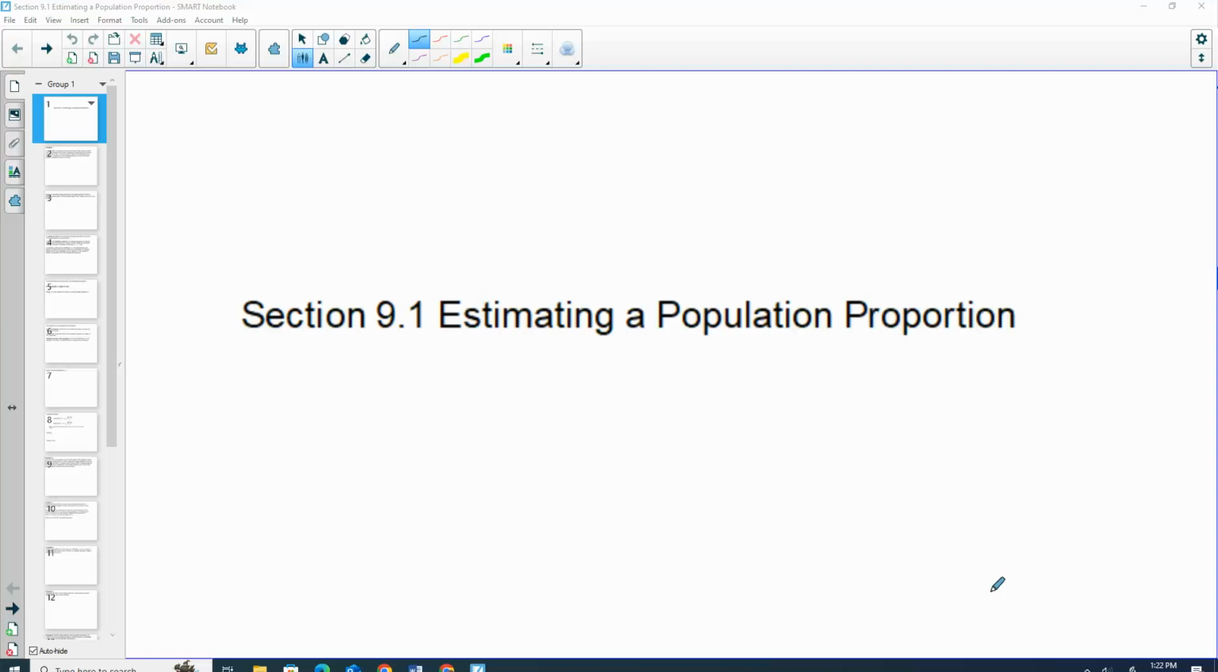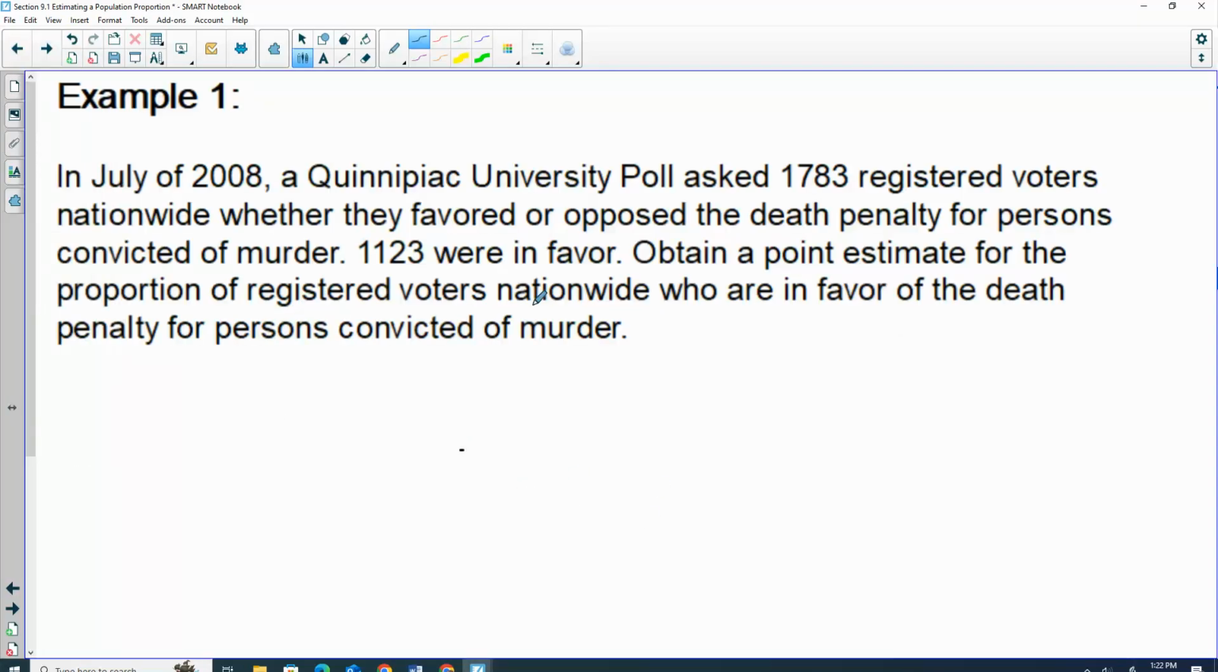When we're talking about a population proportion, what are we talking about? P-hat. So how do we find P-hat? X over N. Alright, so first, just an example, refreshing what P-hat is.